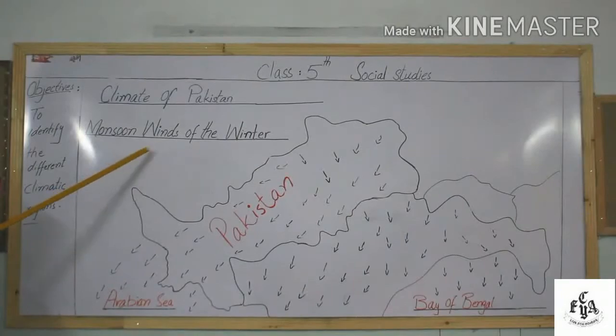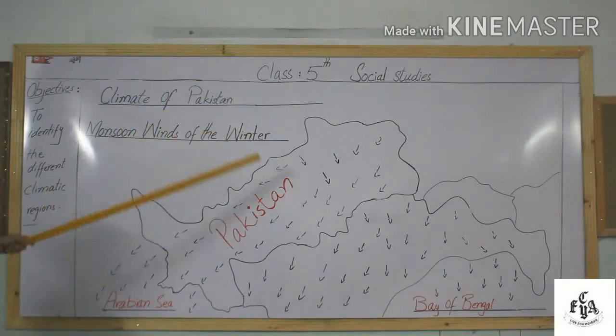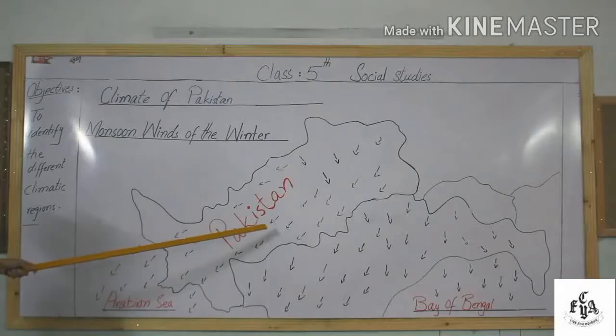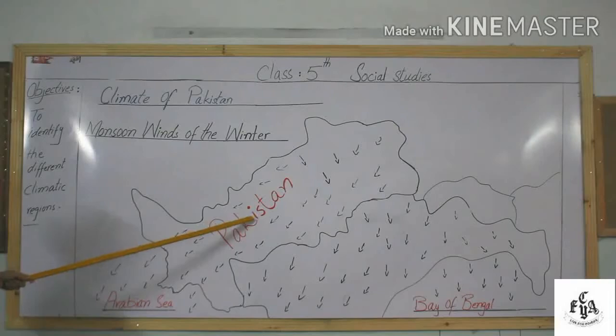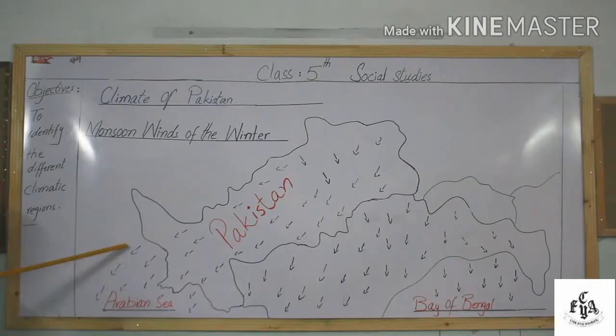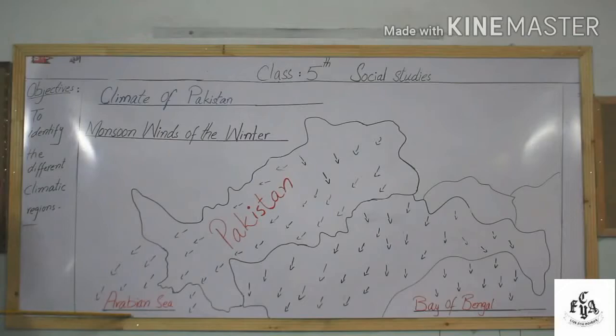Now the monsoon winds of the winter. In the months of December, January and February, the sun rays fall slanted on Pakistan. Because of this reason, land areas become cold and the air above also becomes cold and heavy. On the other hand, the temperature of sea water rises and turns the air above the sea into warm air. That is why in winter we can see that the wind blows from the plain areas to the sea. This is the main difference between the summer monsoon winds and winter monsoon winds.